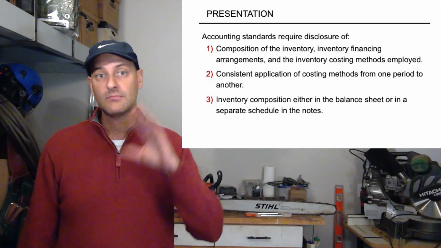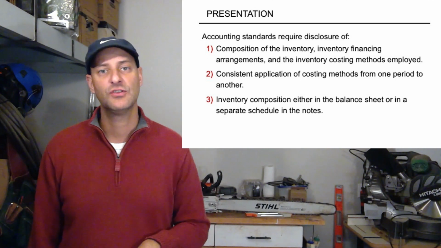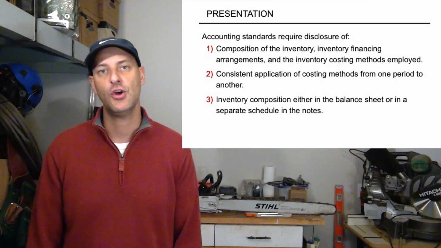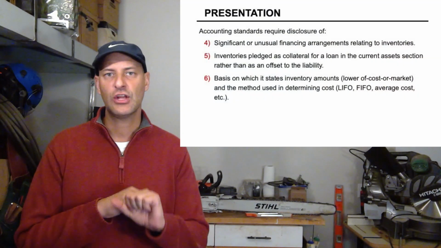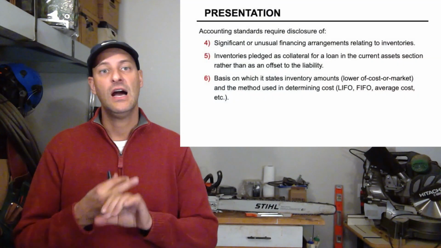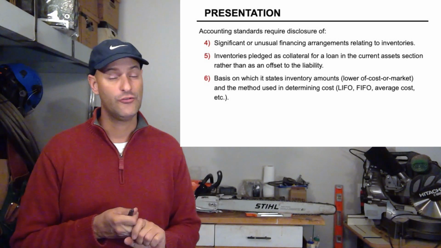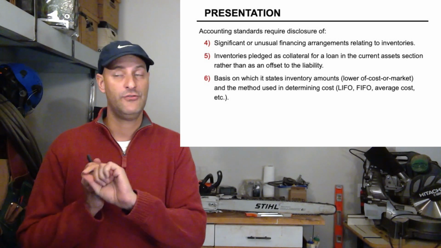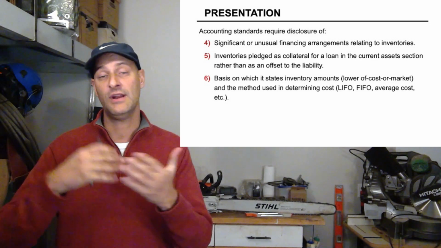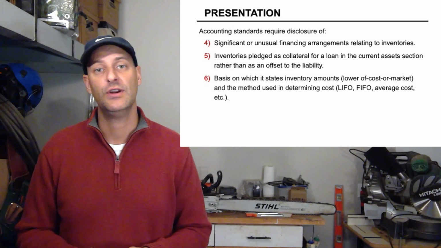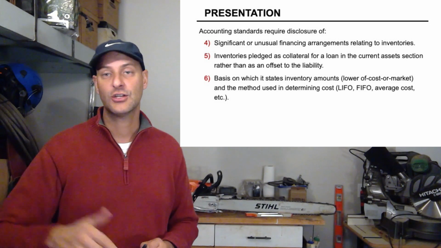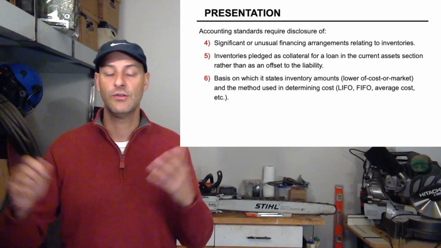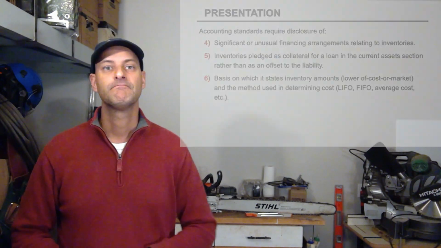Inventory composition also has to be disclosed either in the balance sheet or in a separate schedule of the notes. It's usually in the notes. The balance sheet usually just lists one line item as inventory. We also need to disclose significant or unusual financing arrangements, inventories pledged as collateral for a loan, for instance, or what are your financing arrangements for your inventory? Is it a normal 2/10 net 30? Do you have extended financing terms where you don't have to pay until the inventory is sold? That all needs to be disclosed.